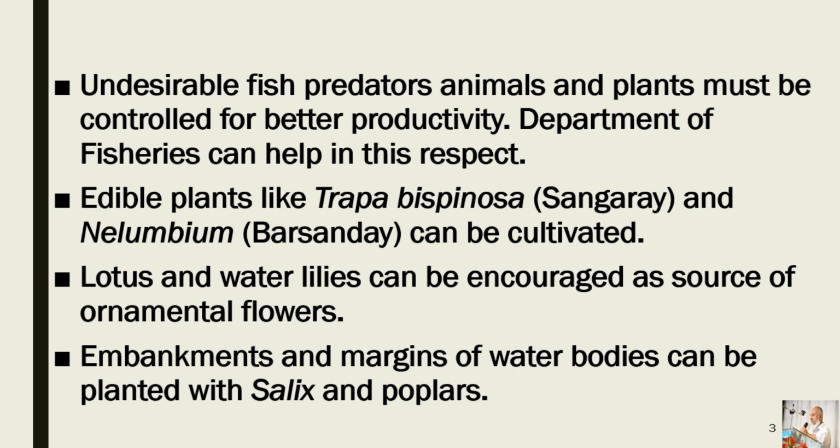Edible plants like Trapa bispinosa, singhara, and Nelumbium can be cultivated. Lotus and water lilies can be encouraged as a source of ornamental flowers. Embankments and margins of water bodies can be planted with salix, poplars, and other such tree species, which can be used as nesting material for the birds and also as fuel wood.